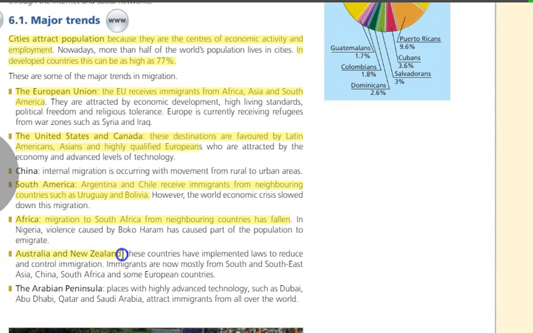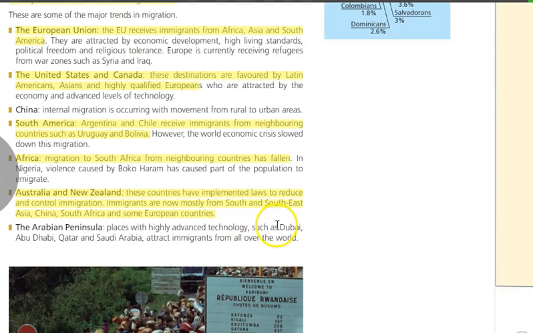Australia and New Zealand. These countries have implemented laws to reduce and control immigration. Immigrants are now mostly from South and Southeast Asia, China, South Africa, and European countries. And finally, the Arabian Peninsula. Places with highly advanced technology such as Dubai, Abu Dhabi, Qatar, and Saudi Arabia attract immigrants from all over the world.